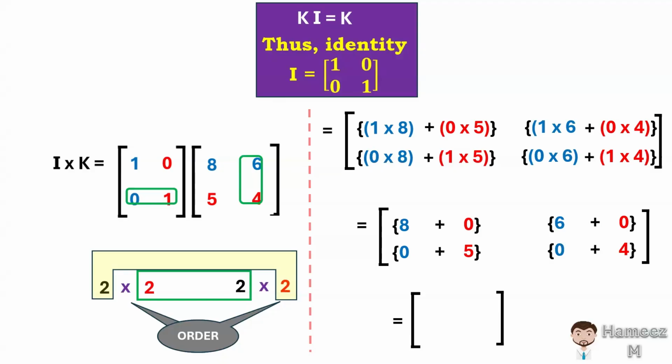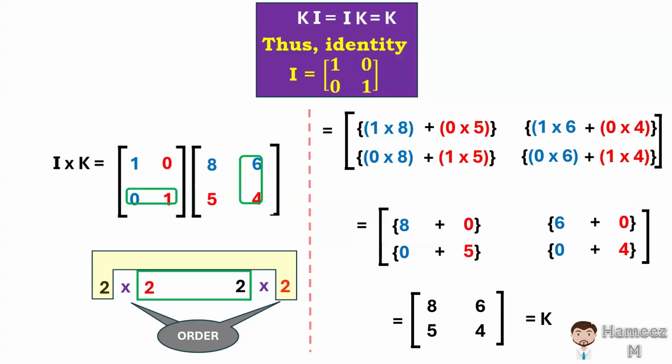And what that will give us? That will give us 8 plus 0, and that is 8. And 6 plus 0 will give us 6. And 0 plus 5 is 5, and 0 plus 4 is 4. So that gives us k. And just as we had ki is equal to k, ik is also equal to k. So it proves that I is the identity either way. So multiplication is commutative in matrices only if one of the terms is the identity. As we proved before, if they're different, then you won't get those.